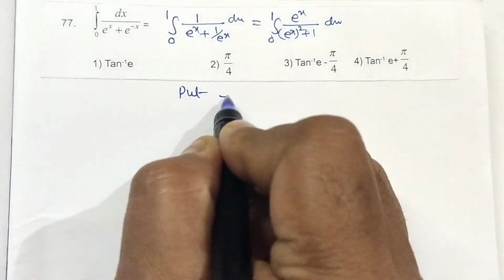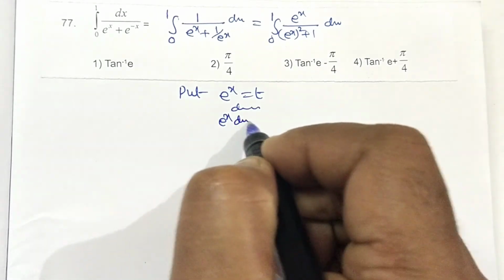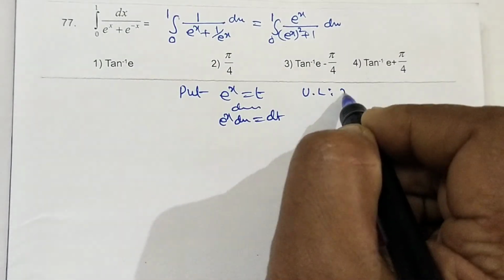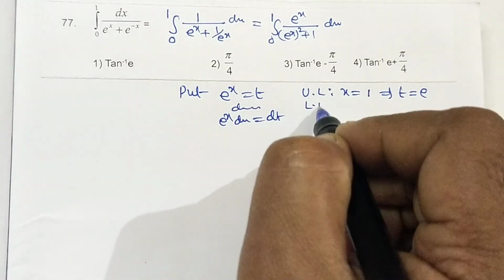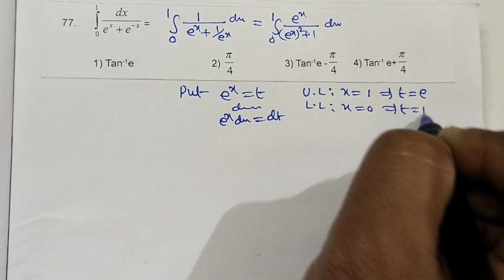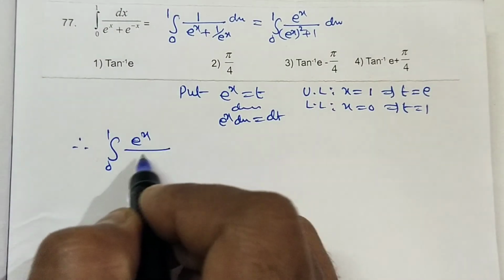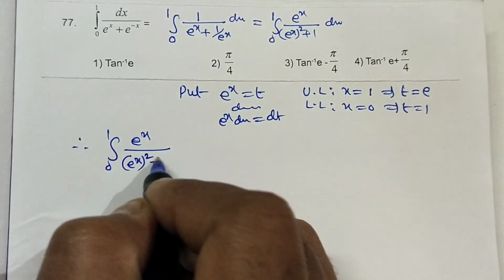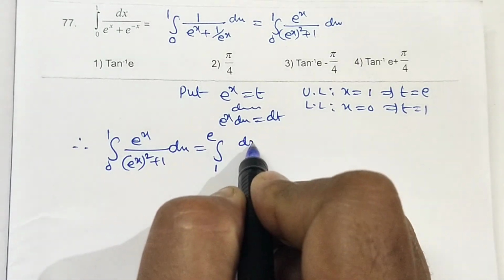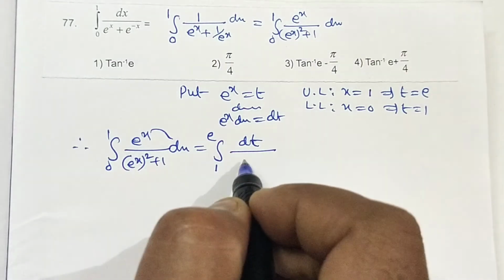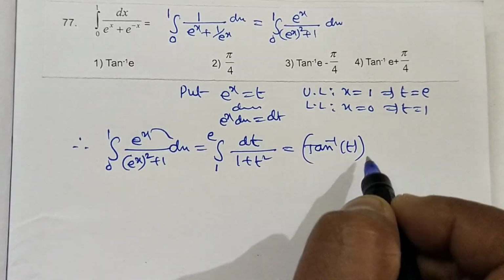After that, put e power x is equal to t, then differentiate with respect to x, e power x dx is equal to dt. So lower limit and upper limit: when x is equal to 1, t is equal to e. Lower limit, when x is equal to 0, t is equal to 1, e power 0 is 1. So therefore integral 0 to 1 e power x by e power x whole square plus 1 into dx can be written as integral 1 to e, lower limit to upper limit, e power x dx value is dt, so dt by 1 plus t square, that is equal to tan inverse t, applying the limits 1 to e.